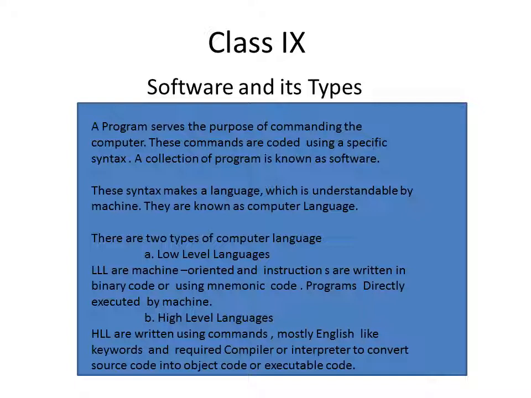Then we come to the high-level language. This high-level language is written using commands, mostly English-like keywords, and they need somebody to translate them, and this translator is known as a compiler or interpreter. What they do is convert this source code or program code into the object code, and that object code is also known as executable code.